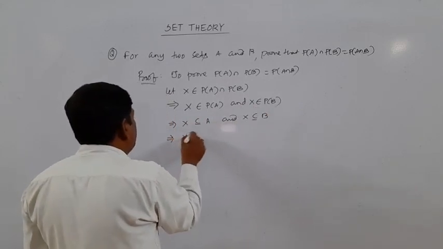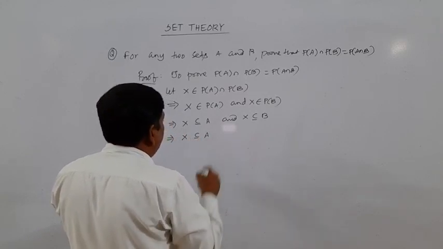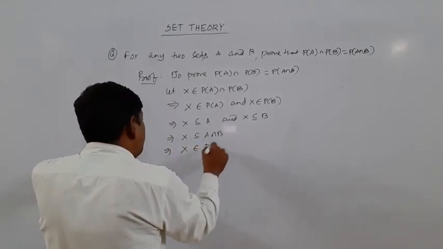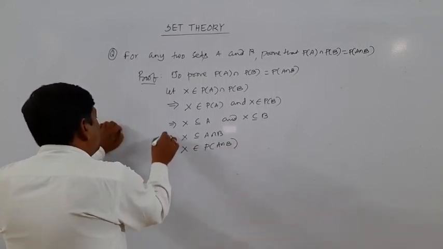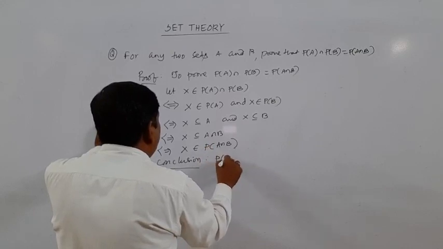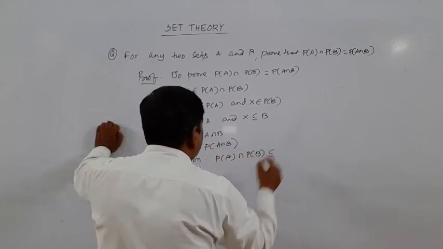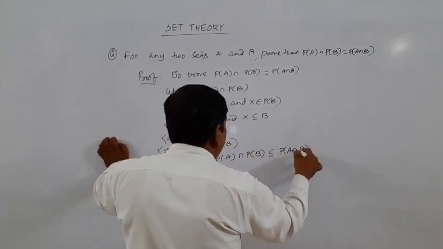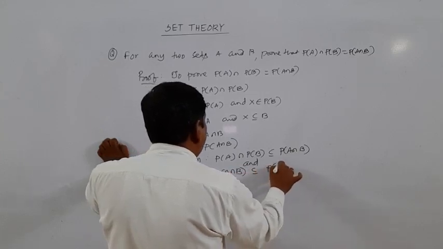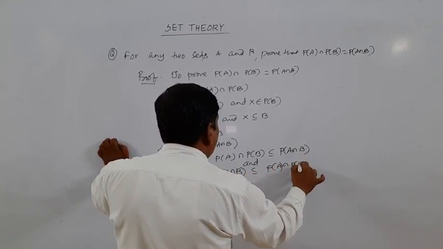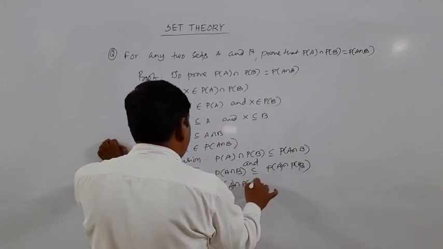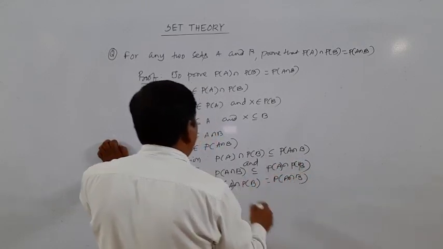That implies X is a subset of what? X is a subset of A intersection B. That implies capital X belongs to P of A intersection B. The reverse order is similar. Here is the conclusion: P of A intersection P of B is a subset of P of A intersection B, and P of A intersection B is a subset of P of A intersection P of B. Therefore P of A intersection P of B is equal to P of A intersection B. Proved.